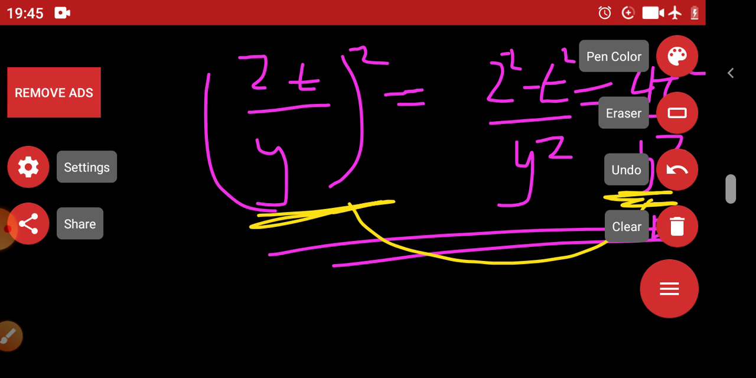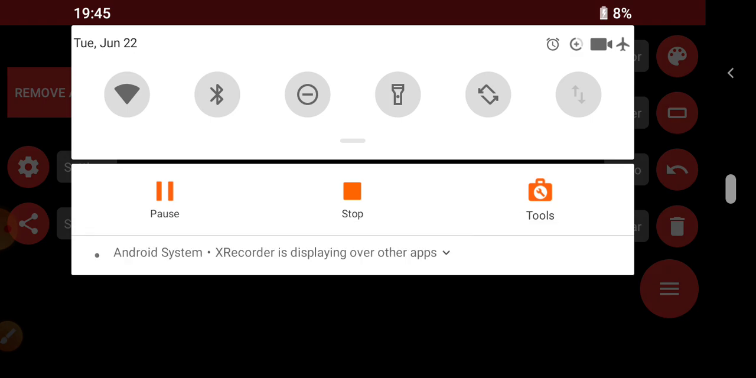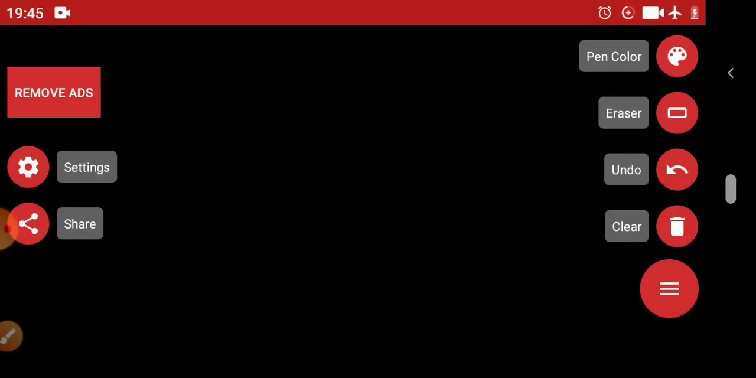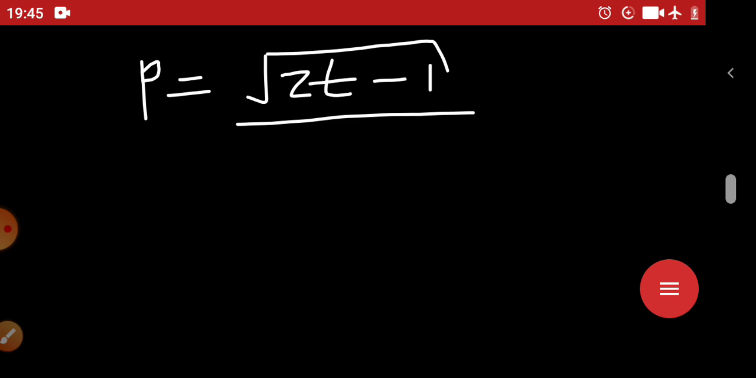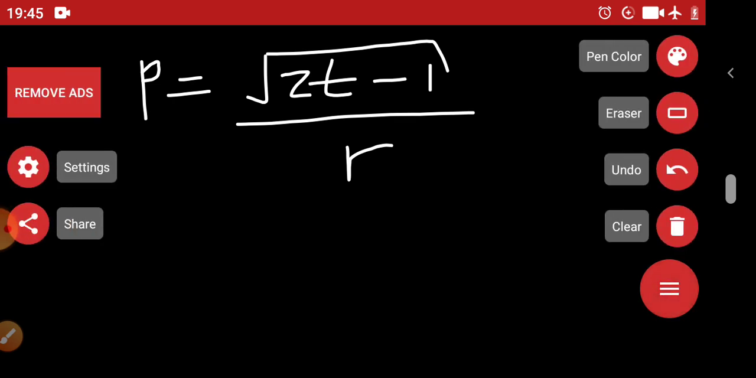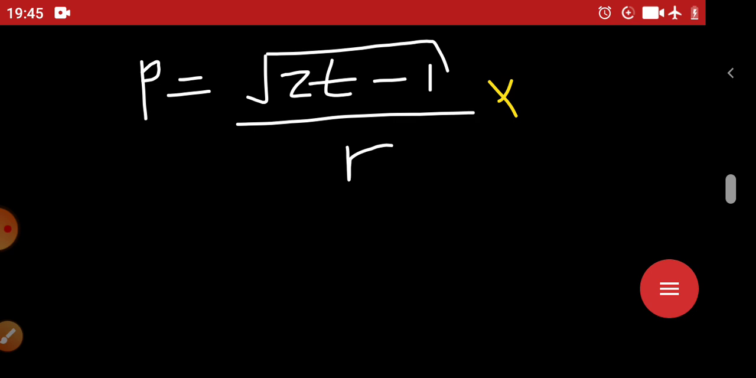The more I do the problems, the more the picture becomes clear. So that's what I hope. So from D we go to E. In E we are required to make T the subject of the formula. So we have P is equal to the square root of 2t minus 1, all over r. So now the square root is only in the numerator and we have r in the denominator. So we want to make t the subject of the formula. So it would be convenient to remove the denominator.